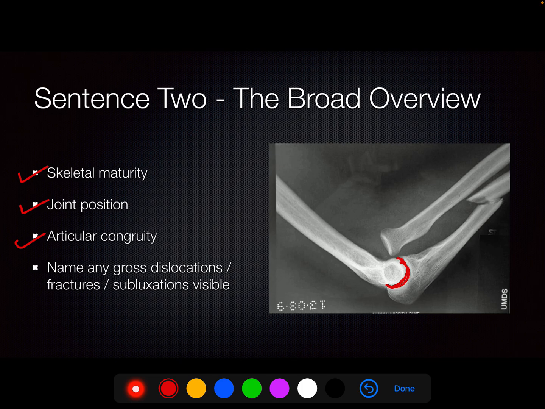So you can see a fracture in the proximal 1/3 of the ulnar diaphysis, along with a dislocation of the radial head towards the anterior side. So, your second line describing this X-ray will be that the X-ray shows bones of a mature skeleton with the elbow joint in 90 degrees of flexion. The humero-ulnar congruity is maintained. However, I can see a fracture of the ulnar diaphysis in the proximal 1/3, along with a dislocation of the head of the radius.